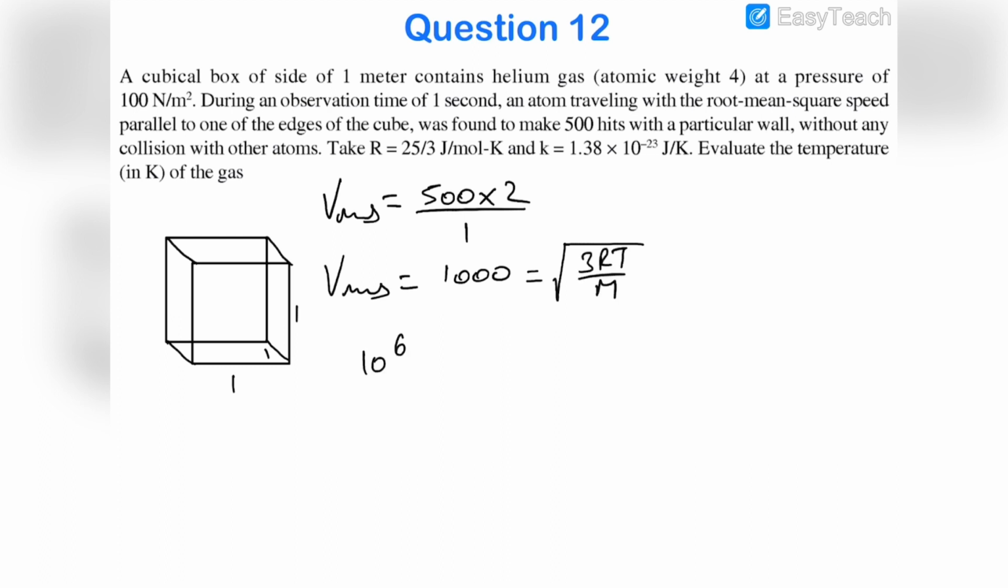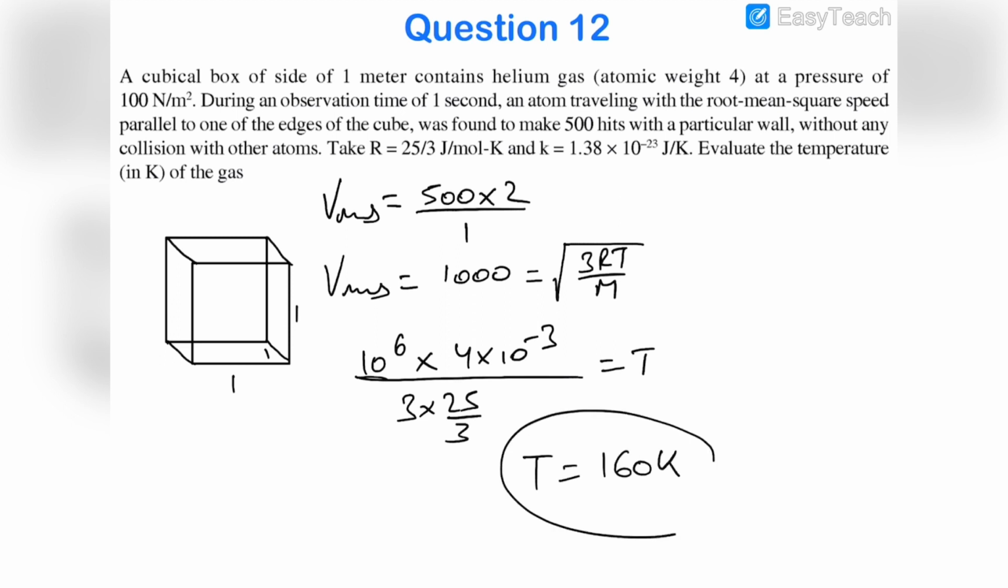and we know that V_RMS is under root 3RT by M, and this is 10 to the power 6 into M. I am squaring both the sides. So into M is 4 into 10 raised to power minus 3. You have to remember that M is in grams, so you have to take it in kilograms, divided by 3 into 25 by 3 into, now we have to find out the temperature. So this temperature would be 160 kelvins. So the correct answer is 160. Now we move on to the next question.